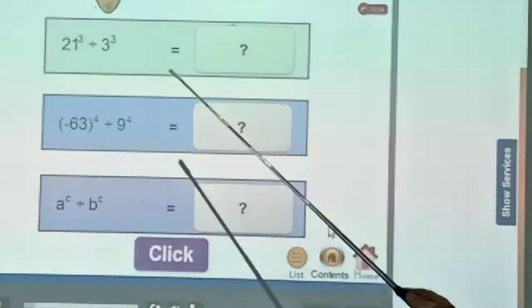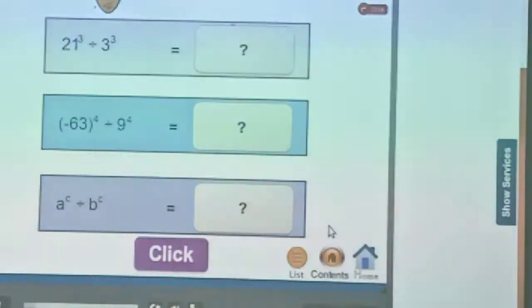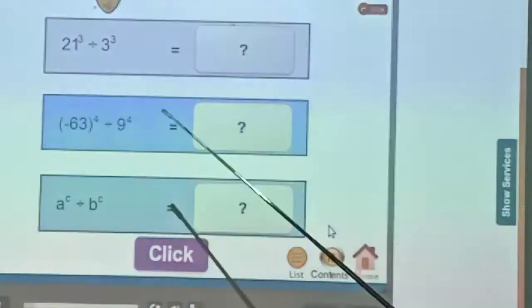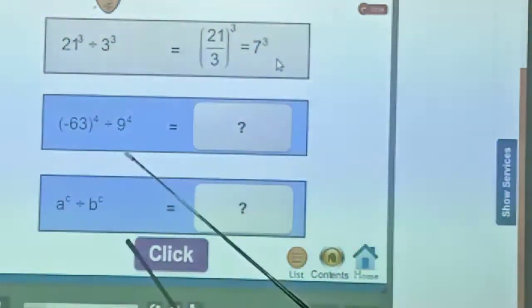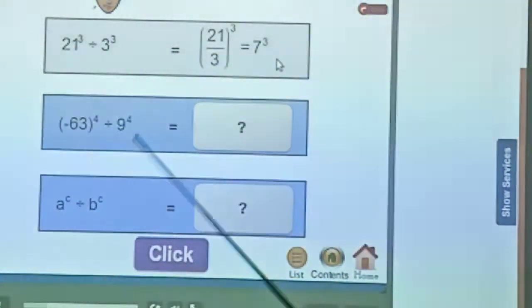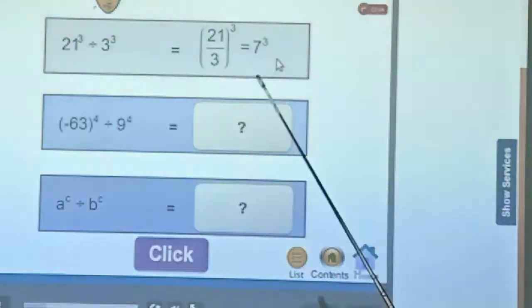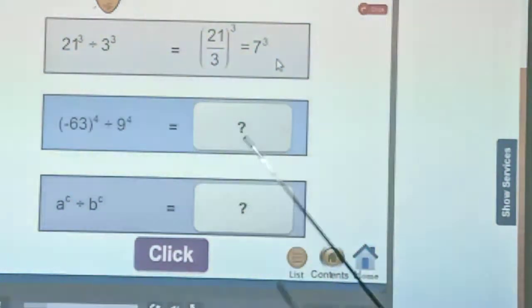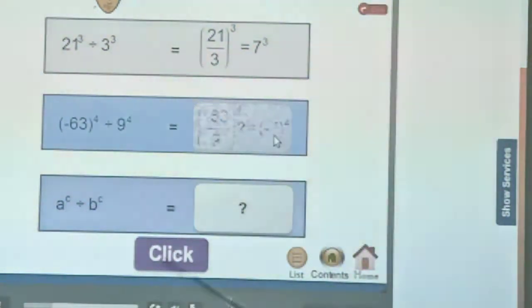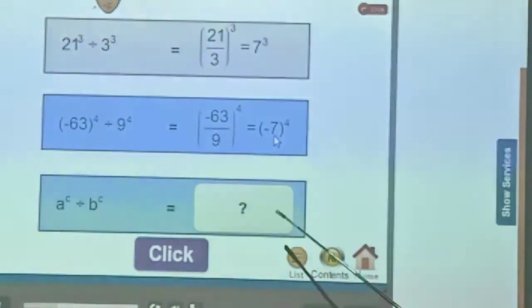Some more questions. Here 21 and 3 will be divided. We get 7 raised to the power 3. Minus 63 divided by 9: 9 sevens are 63, but it is minus also, so we will have minus 7 raised to the power 4. The power will remain the same. A divided by B raised to the power C, we can write it as A upon B in brackets and then put the power C.